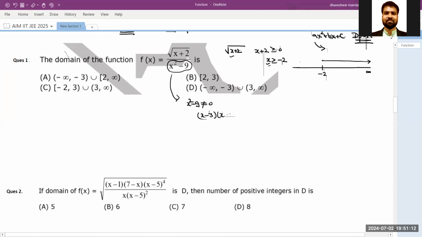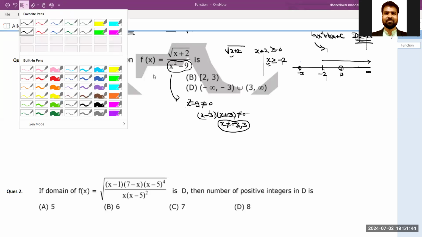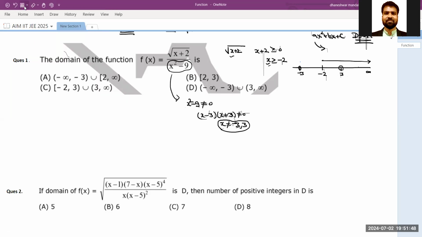So from here, we have two terms. One is x minus 3, the other one is x plus 3. If I use the a square minus b square formula, I can say that x cannot be equal to minus 3 and x cannot be equal to 3. Is this clear to everyone? So one point is minus 3, I cannot take this value. Also 3, I cannot take this value. Apart from these two values, I can take any value of x for this denominator part. So for this part, what is the domain? I can take any number from here to here and from here to here.